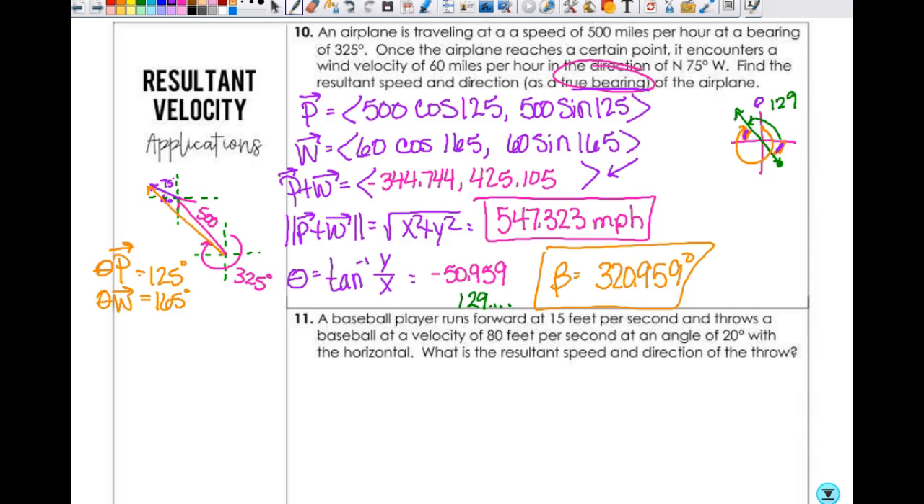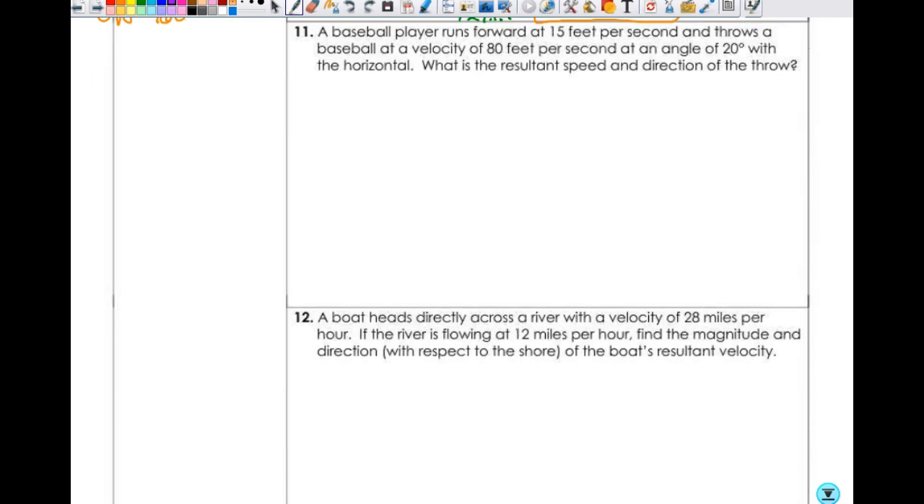All right, let's look at number 11 then. It says a baseball player runs forward 15 feet per second and throws a baseball at a velocity of 80 feet per second at an angle of 20 degrees with the horizontal. Okay, so I'm going to draw my little perpendiculars here. Remember, not the x and y axis, just using it for perpendiculars so I can get my angles correct. If the baseball player runs forward, then he's running like this, and that is 15 feet per second. He throws the baseball at a velocity of 80 feet per second at an angle of 20 degrees with the horizontal. So this is 80 feet per second. It should be considerably longer than my 15 there. And this is 20 degrees. Okay.